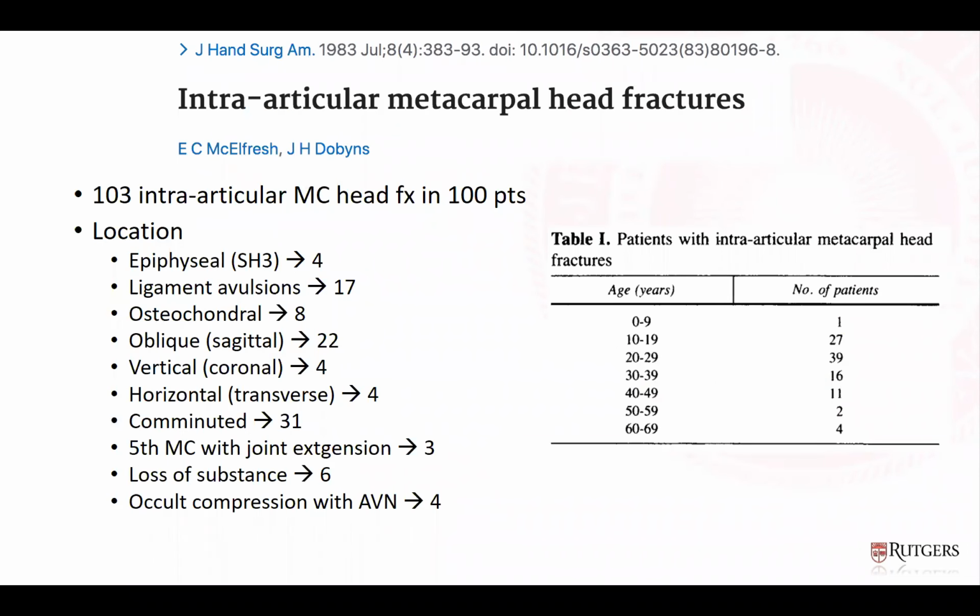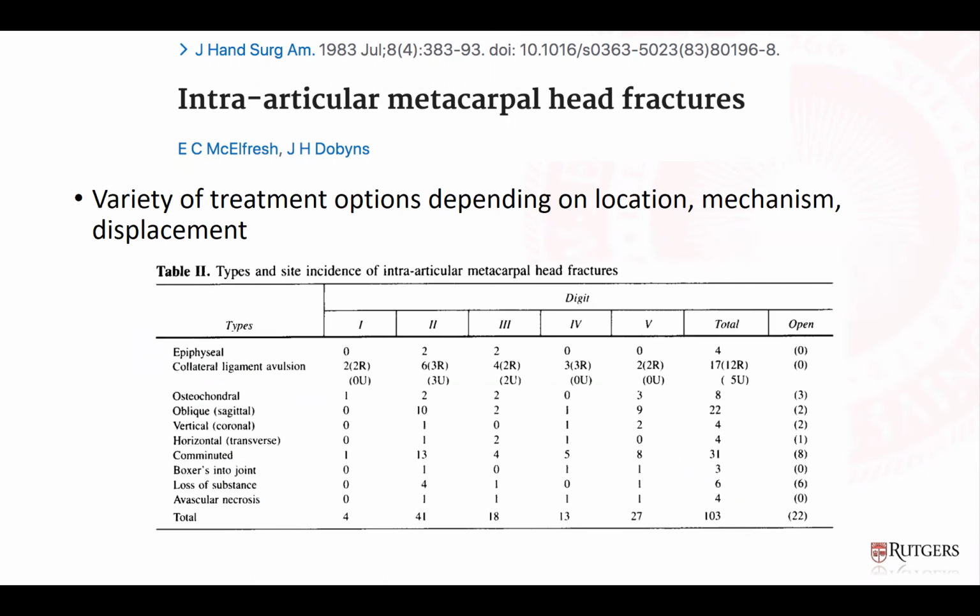This is one of the bigger studies I could find about intraarticular metacarpal head fractures by McElfresh and Dobbins. They reported 103 intraarticular metacarpal head fractures in 100 patients. They characterized the fractures by type, and found that there's a wide variety of fracture types, with the most common being comminuted, ligament avulsions, and oblique fractures. Most of these fractures occurred in the 10 to 29 age range. Roughly 20% of the injuries were open, and they were treated with a wide variety of techniques, which we'll briefly go over now.